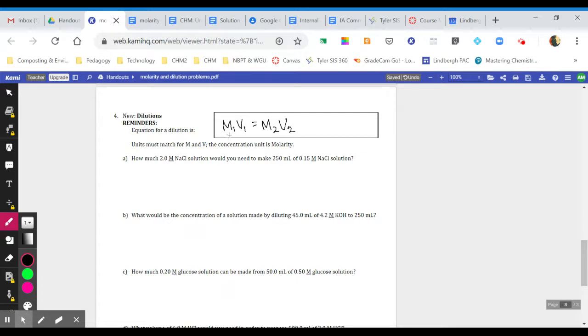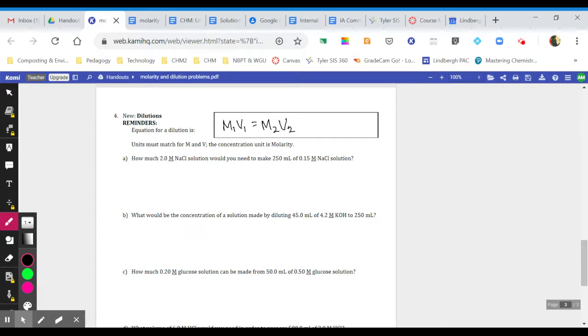But this way, if you're taking a look at a solution where it's too concentrated and you need to water it down, you need to dilute it, you can make this calculation to figure out how much of the original solution and how much the final volume needs to be in order to make a final molarity. Chemists do this a lot in the laboratory because we often start out with concentrated solutions and then water them down or dilute them to the right concentration.